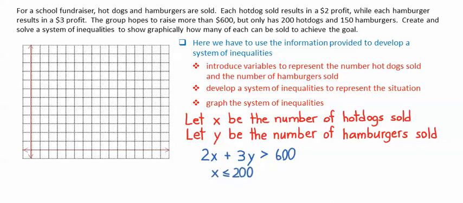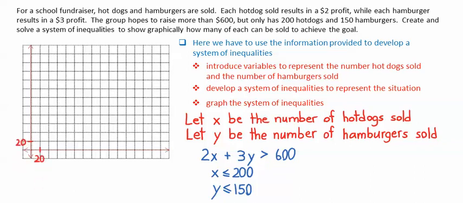We also have the inequality x, the number of hot dogs sold, is less than or equal to 200 because there are only 200 hot dogs available. And y, the number of hamburgers, must be less than or equal to 150.